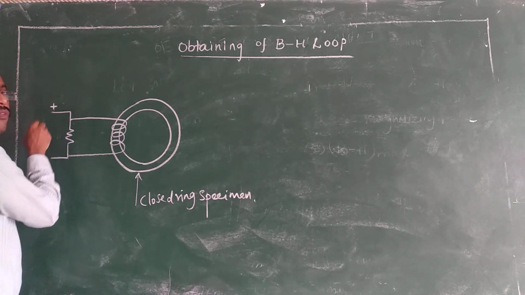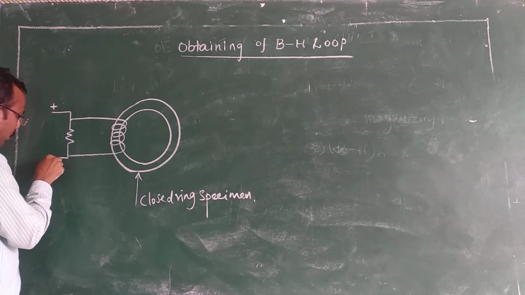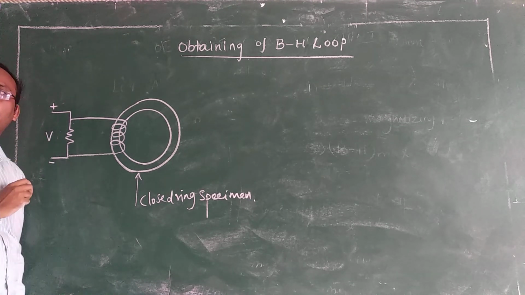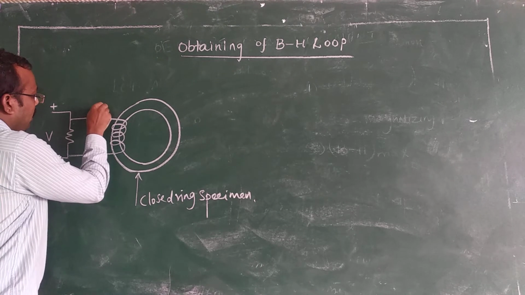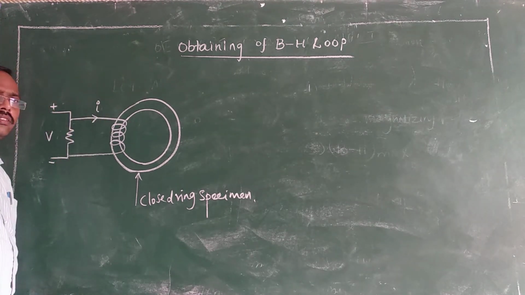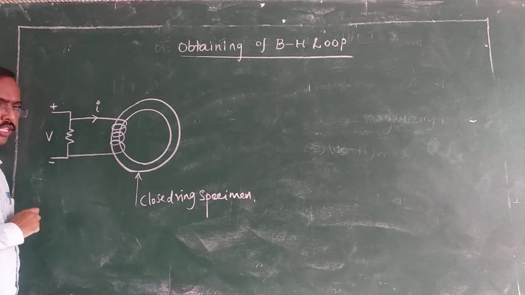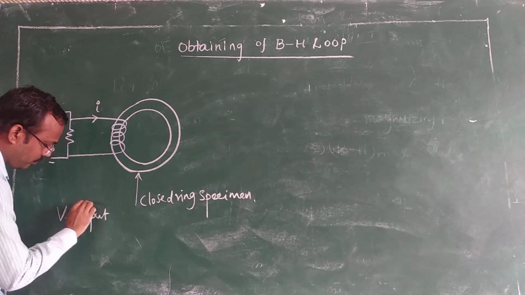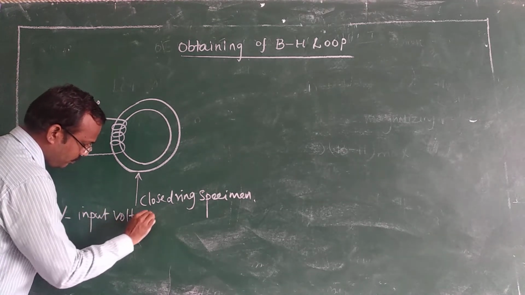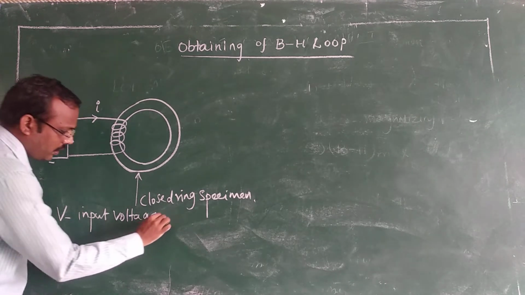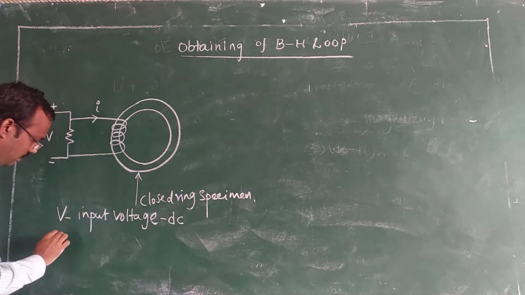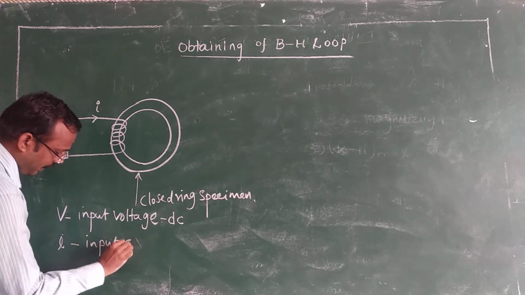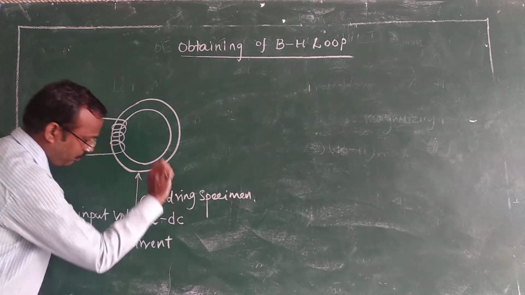So this is the power supply, with the positive terminal and negative terminal of the battery. V is the input voltage, which is a DC voltage. I is the input current applied to the coil.